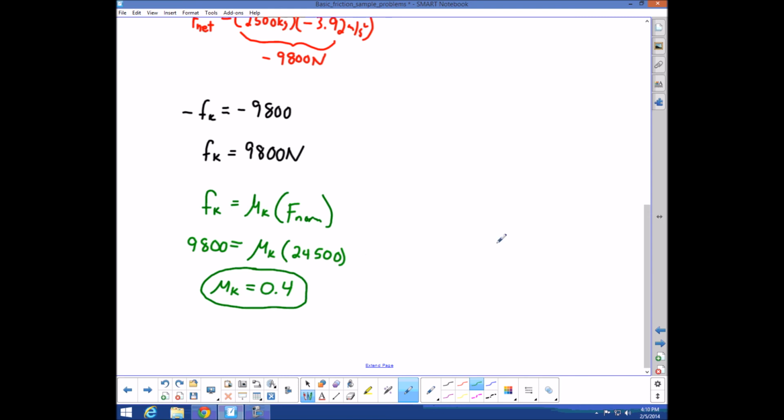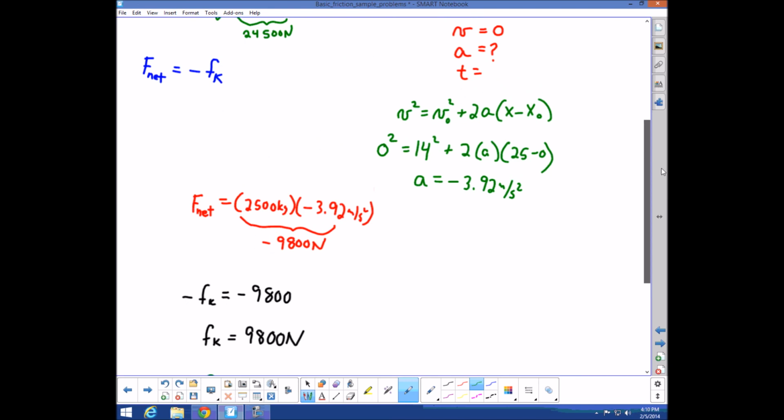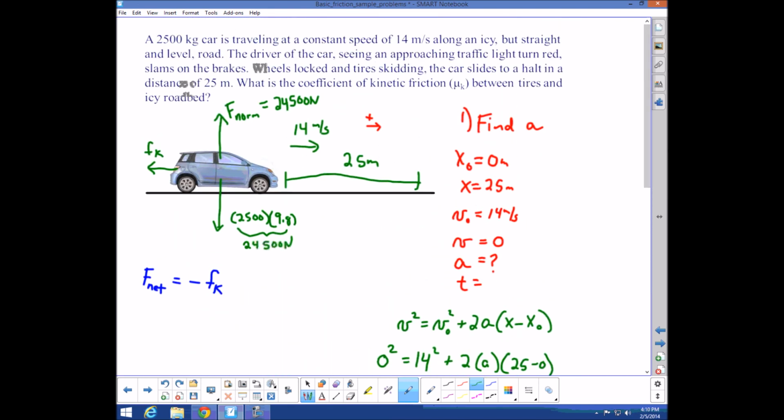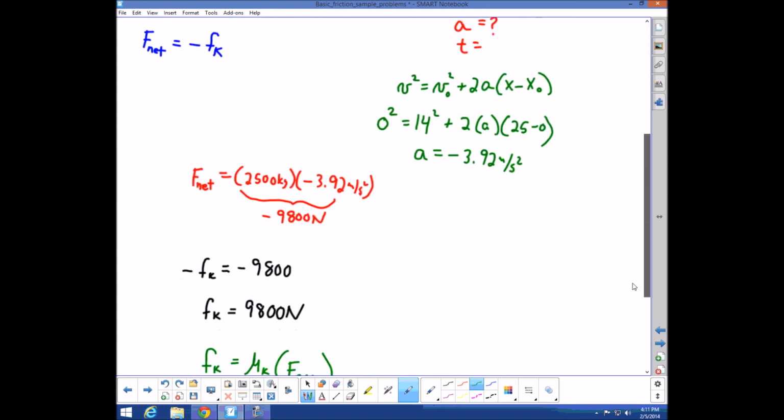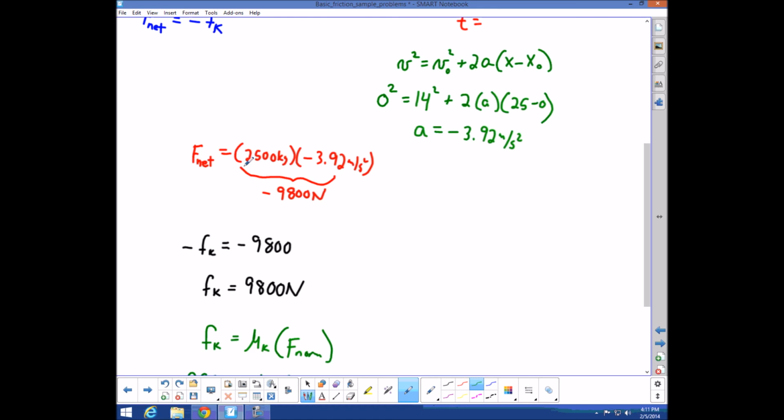Now, in this problem, we were given what the mass of the car was. One of the things that you should recognize is that this problem would have worked out exactly the same for any mass of the car. If it stopped in a distance of 25 meters, that coefficient of friction was 0.4, no matter what the mass was. And the reason for that is because the normal force would have depended on the mass, and the force of friction, which was the net force, has the mass in it, and so the mass would have divided out.